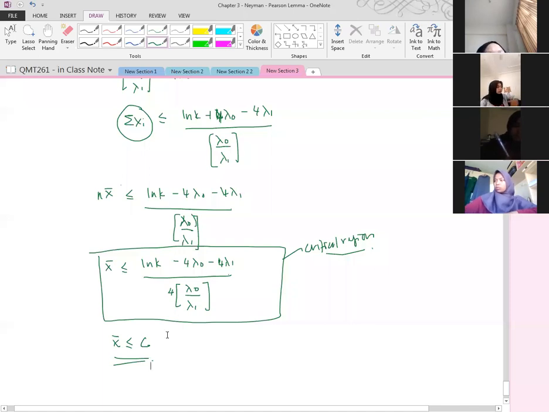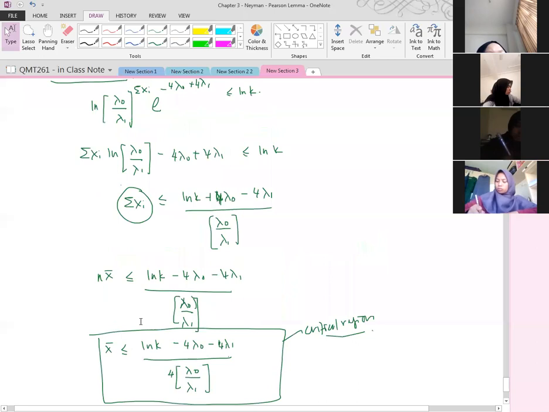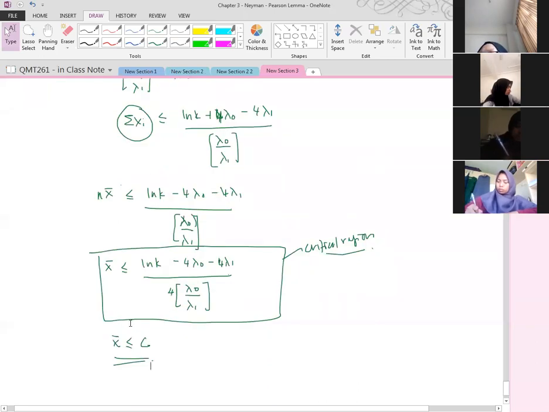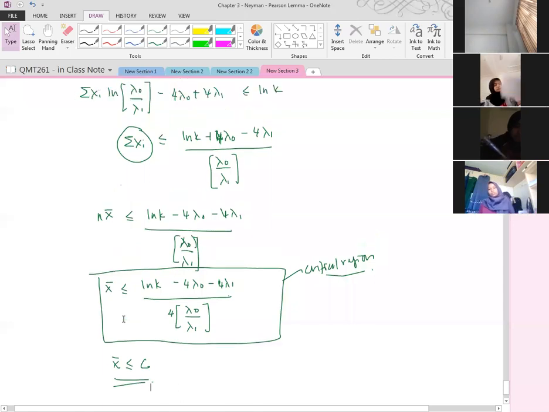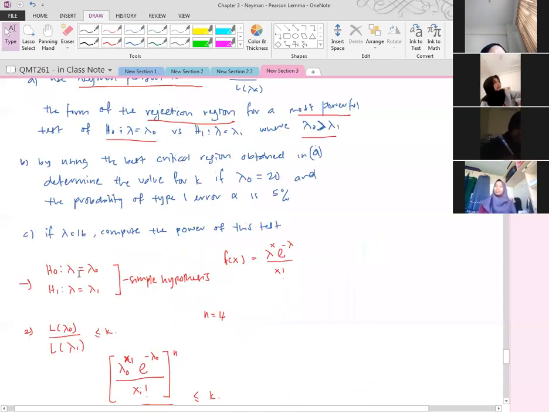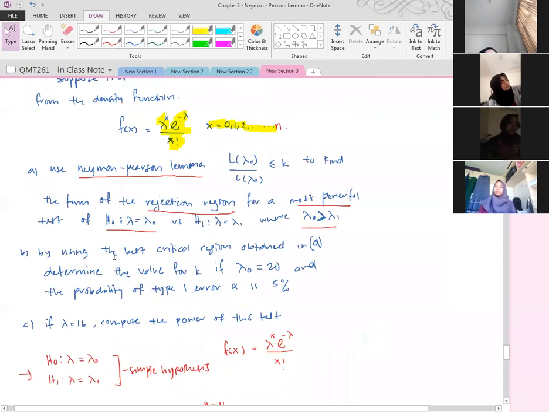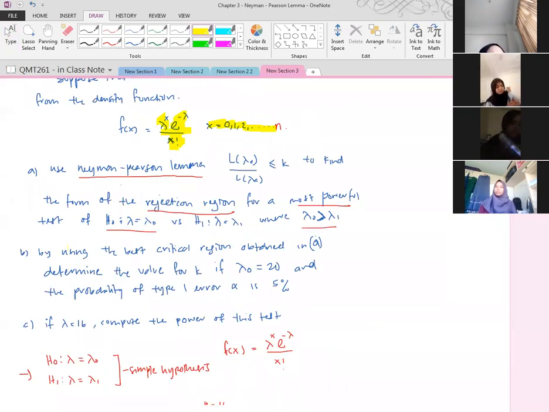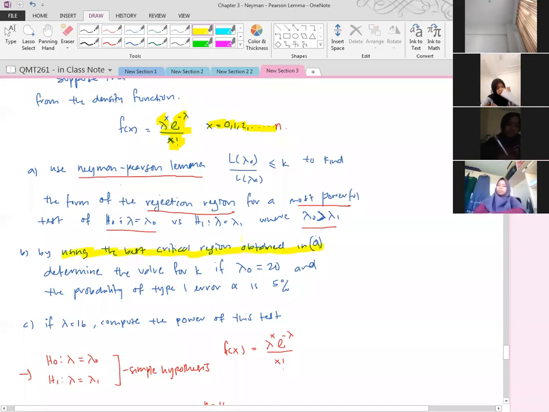Right. So this is the first part of the question. So the second question for this example, by using the best critical region obtained in A, so we already know the best critical region, which is x bar less than C, right? Determine the value of K, the value of C actually, if lambda naught is equal to 20 and the probability of type 1 error is 5%.